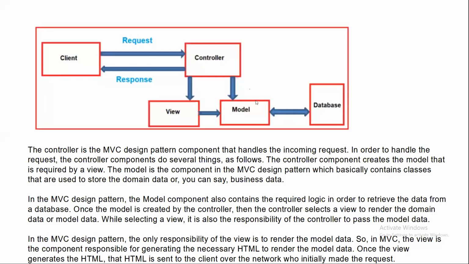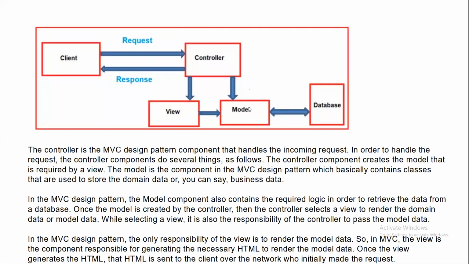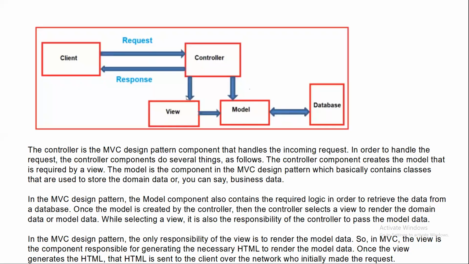So model is the actual business logic. It interacts with the database to fetch the data, and once you have the data, view is used. It is a component responsible to print or to display the data received from the model. Once you have the content available to display, what happens?